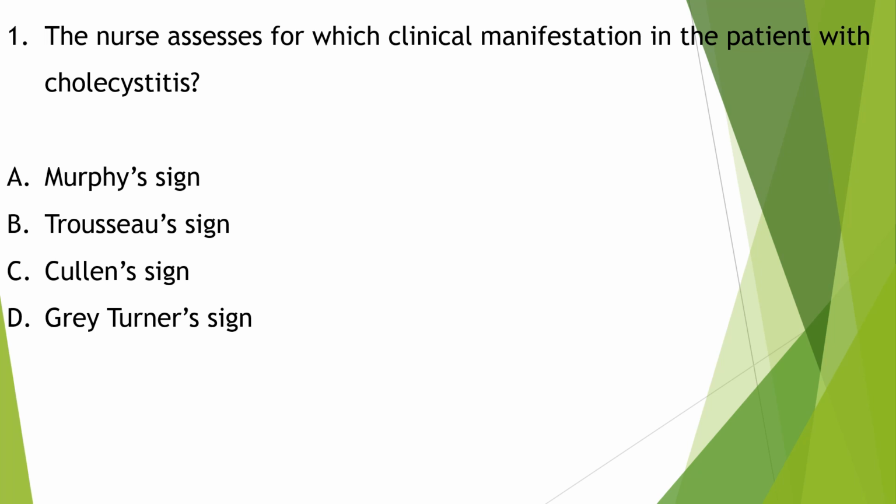Murphy sign, Trousseau sign, Cullen sign, Gray-Turner sign. A positive Cullen sign is bruising around the periumbilical area and may indicate pancreatitis. Gray-Turner sign occurs in the flank and may indicate pancreatitis. Murphy sign is a test conducted to determine disease of the gallbladder, and Trousseau sign indicates hypocalcemia. So here the clinical manifestation in the patient with cholecystitis can be assessed with Murphy sign.